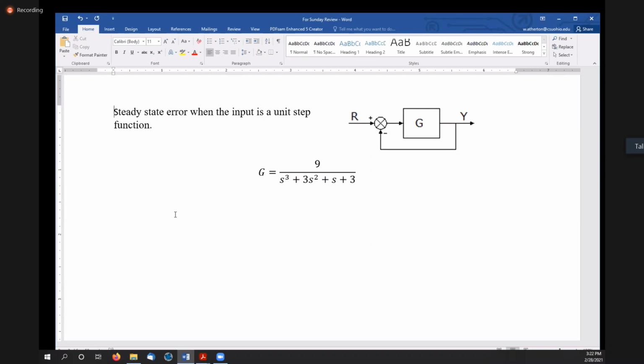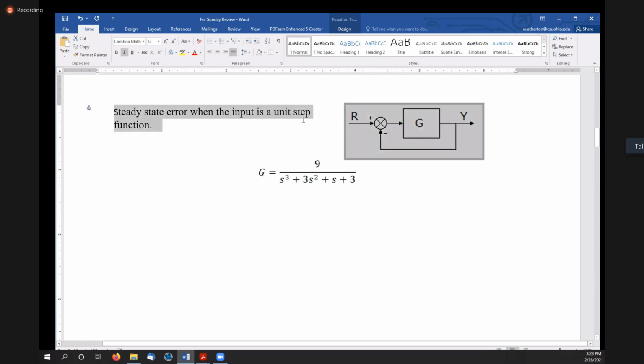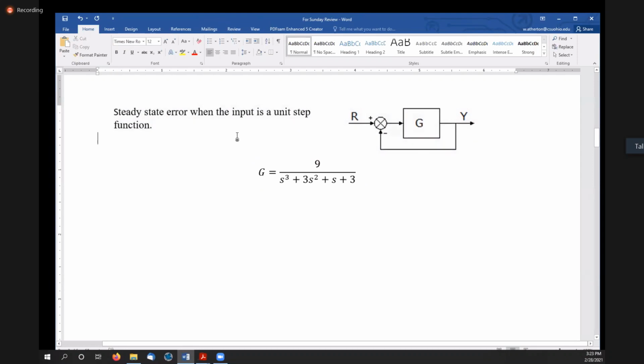So let me see. We've got a transfer function. The feed forward or the open loop transfer function is given here. So what is the steady state error when the input is a unit step function? So how do you go about this? The easiest way is to use the final value theorem.